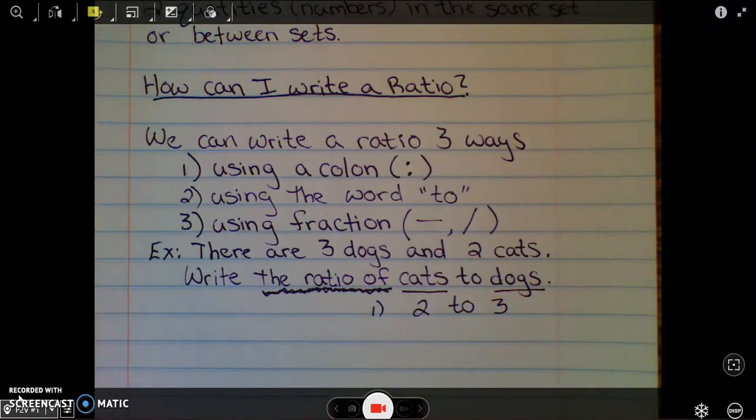I literally just wrote my ratio in one of the 3 ways that you can write it. Okay, so this is using the word "to." So the ratio of cats to dogs is 2 to 3. The 2 comes first because when I asked the question, I listed cats first.